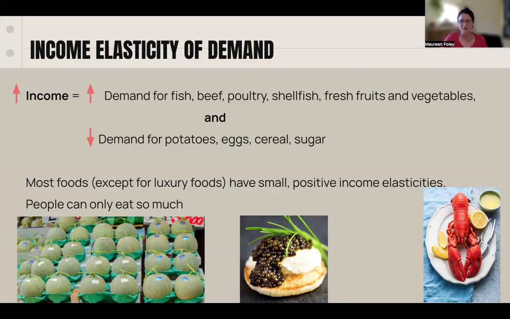Now, luxury foods are kind of an interesting thing, and we're going to set that aside for a minute, but most foods have pretty small but positive income elasticity. So that means that as we make more money, we might buy a little bit more, but we don't buy a ton more food just because we made a little bit more money. Maybe we throw the odd dinner party now and again, but our overall demand for food doesn't change that much in relation to income. Luxury foods are kind of an interesting thing.